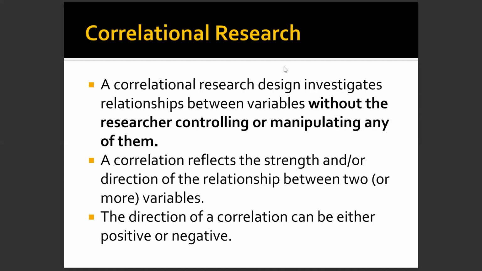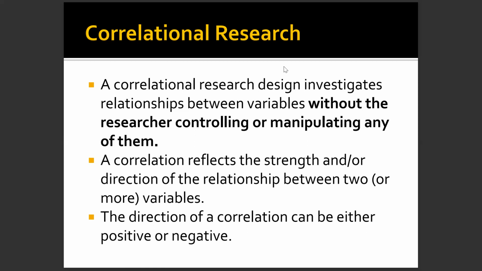On the other hand, let's talk about correlational research design. This investigates relationships between variables without the researcher controlling or manipulating any of them. So in experimental, we manipulate one variable and see the effect on the other variable. That is experimental and also quasi-experimental. The only difference between the two is the grouping or the assignment of groups.